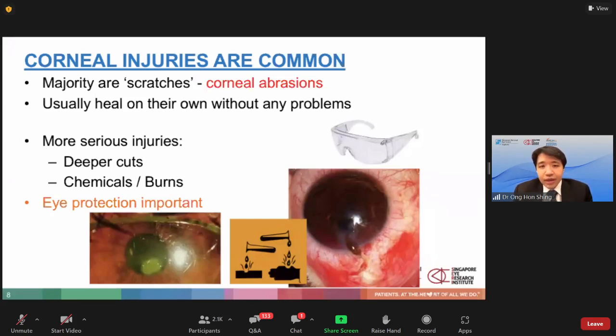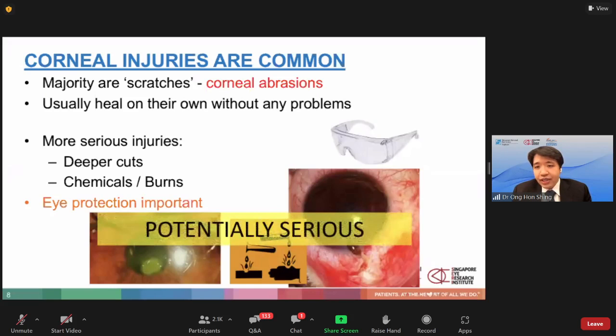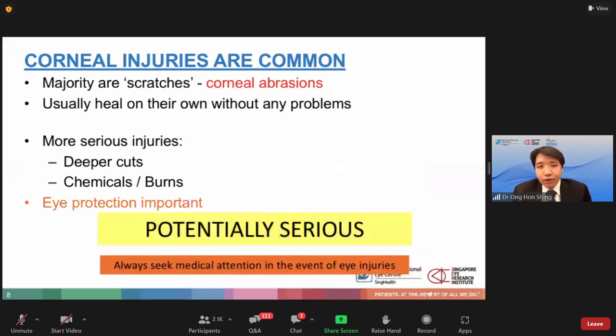Any type of eye injury can be potentially serious. So if you have sustained any form of eye injury, I would advise seeking medical attention with an eye specialist.